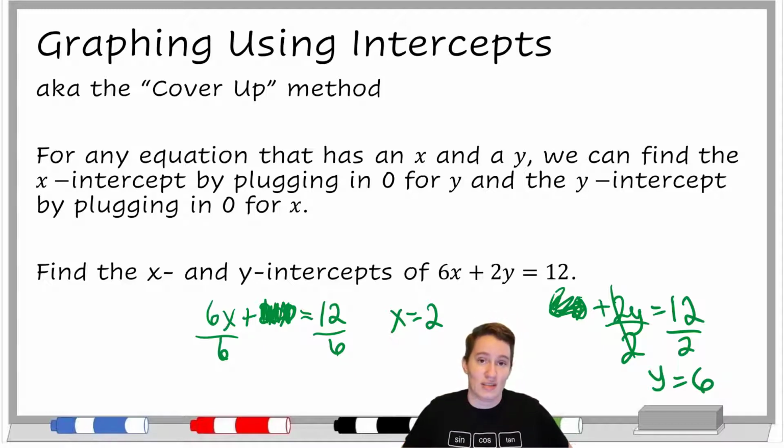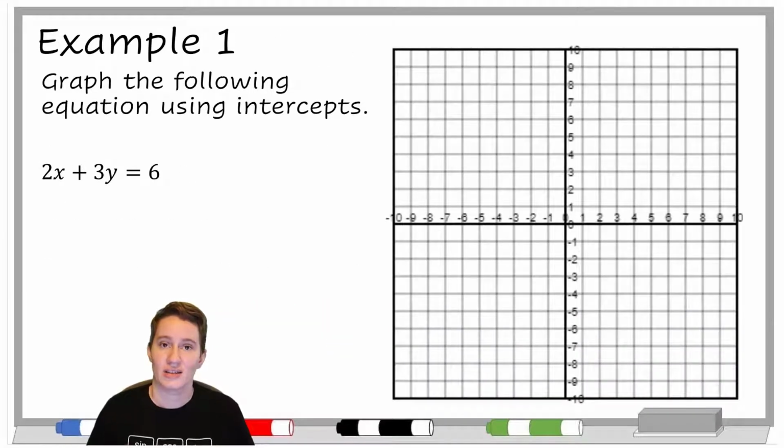So instead of actually having to think about plugging in the 0 for each of those, the cover-up method says, one at a time, cover up x and y and solve for the variable that's left, and it gives you the intercepts. And so that's what makes this super easy to do. So let's try it here on example 1.